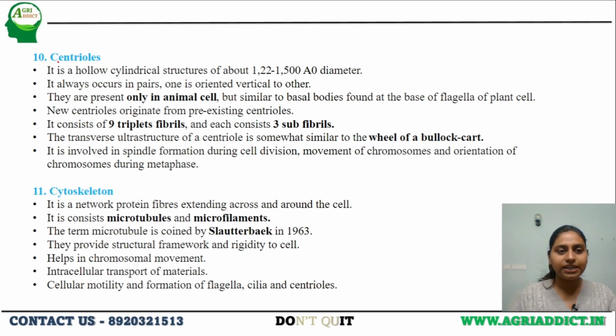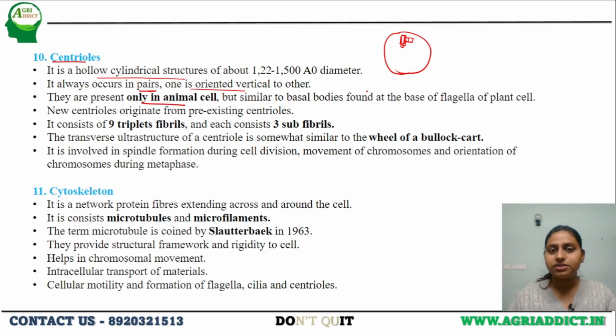Next, coming to centrioles. Centrioles are hollow cylindrical structures present in the cell, where they always occur in pairs. This can be clearly visualized during cell division, where at opposite poles there are paired centriole bodies, where each fibril is perpendicular to the other. That is, one is oriented vertical to the other, and they are present only in the animal cell, and their structure is very similar to the flagella.